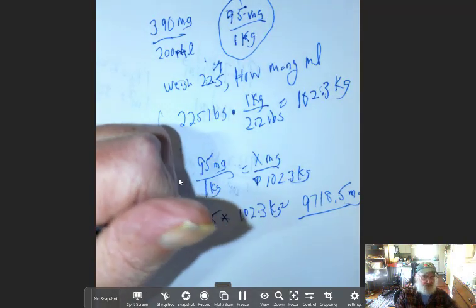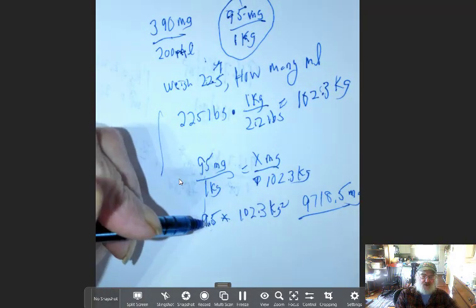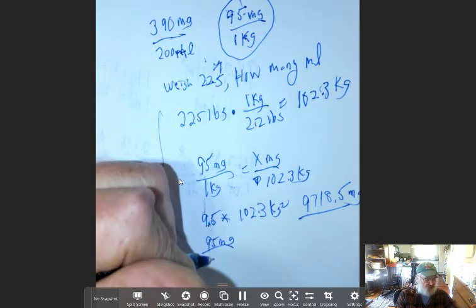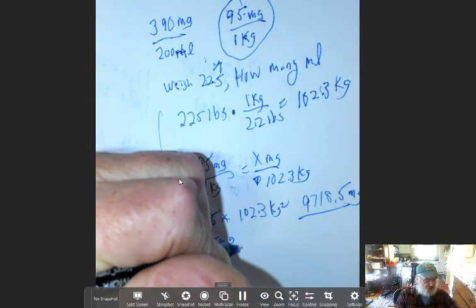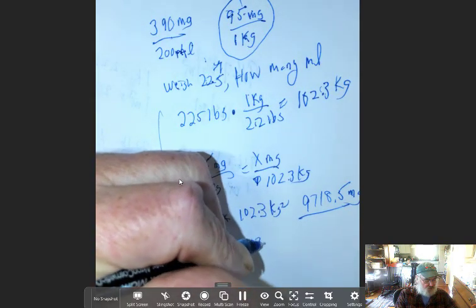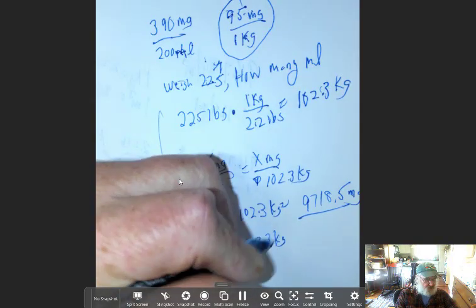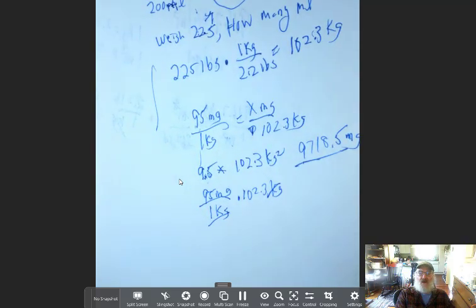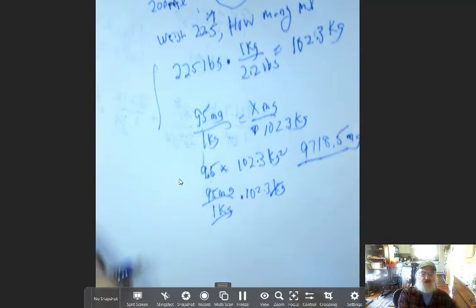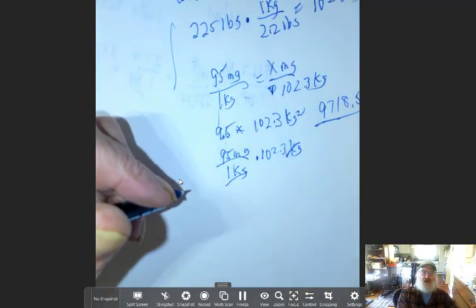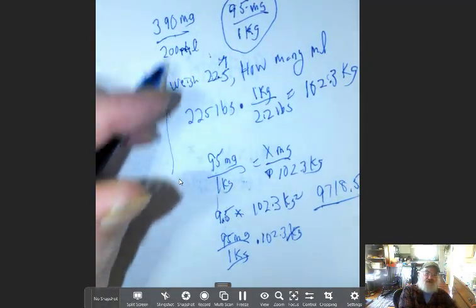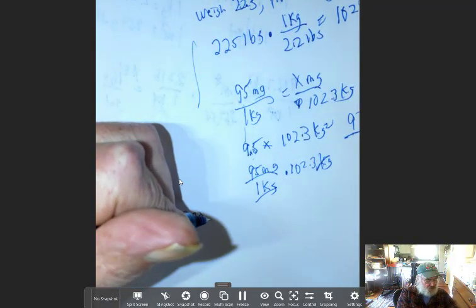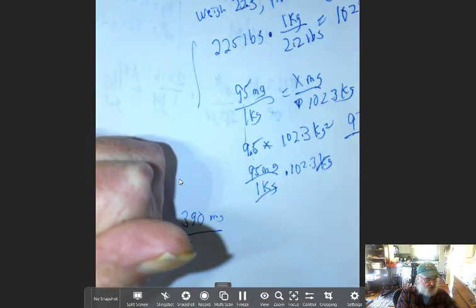And the way the math works out here, if you just do it, you want 95, the units I'm talking about, milligrams per 1 kilogram times 102.3 kilograms. You can see the kilograms cancel and you're left with milligrams. So that's another way to look at it. So now it's just taking, okay, here's my dose. It's 390 per 200. So you get 390 milligrams for every 200 milliliters.